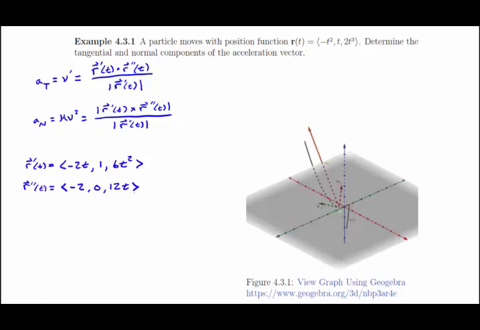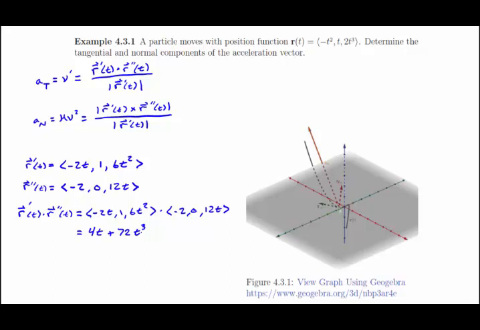Let's then get the dot product. So r prime of t dotted with r double prime of t, because we're going to need this for our tangential component. This equals, let's just write it out, negative 2t, comma 1, comma 6t squared, dotted with negative 2, comma 0, comma 12t. This equals 4t plus 0 plus 72t cubed.